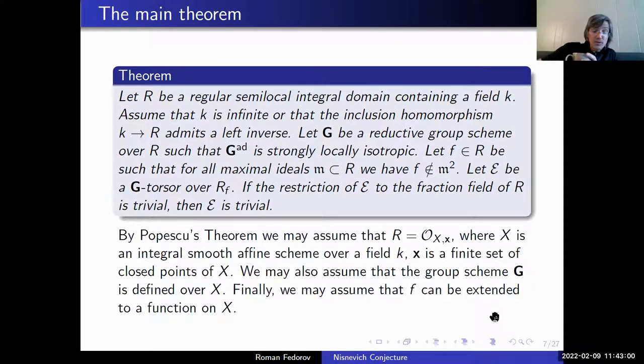So I'm going to briefly explain the proof. The first step is, of course, you can apply Popescu's theorem. You write R as a limit of rings of this type, where X is smooth over K, in particular X is of finite type, and O_{X,x} is just the semilocal ring of finitely many closed points. So you reduce to this case, you can also assume that G is defined over X, and you can also assume that the function f is also a function on X.